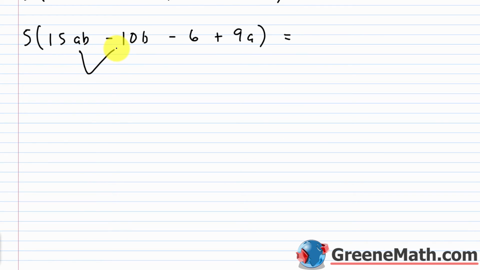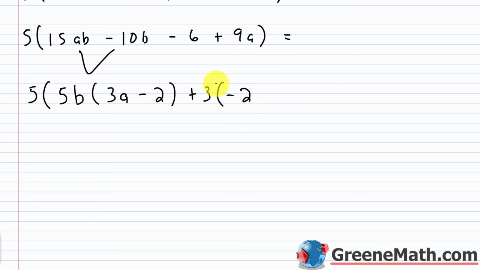If I look at this first group, what can I pull out? Well, I can pull out a 5b. So 5 times, I'd pull out a 5b from there. And inside the parentheses, 15 divided by 5 is 3. ab divided by b would just be a. Then if I did negative 10b divided by 5b, I'd have minus 2. Now from this next group, I can pull out a positive 3 or negative 3. Let's just start by pulling out a positive 3. So if I pulled out a 3, I'd have negative 6 divided by 3, which is negative 2. Then 9a divided by 3 would be plus 3a.